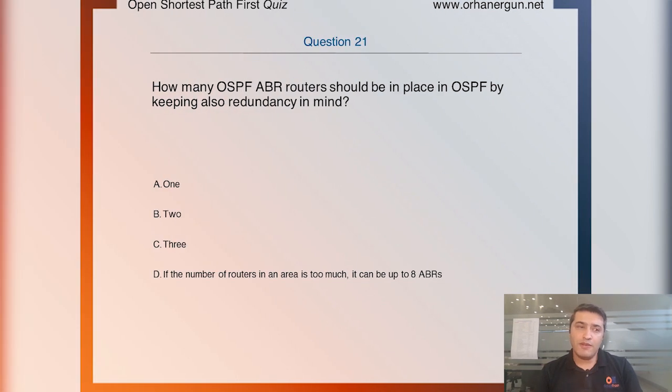How many OSPF ABR routers should be placed by keeping redundancy in mind? So we will have ABRs, how many of them should we have, but we also want redundancy. The answer is almost always 2, guys. Just say 2. Why? In design we have a motto: 2 is company, 3 is crowded. 2 is good, 3 is crowded. Why would you need 3, 4, whatever?